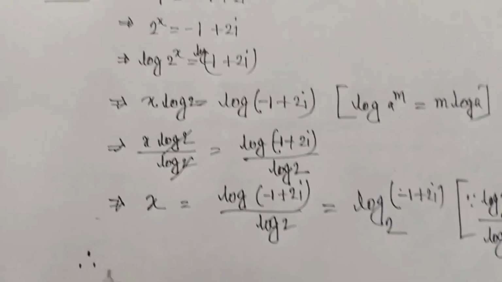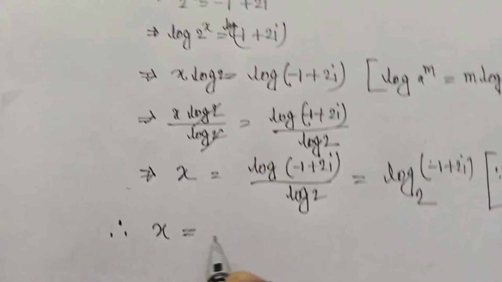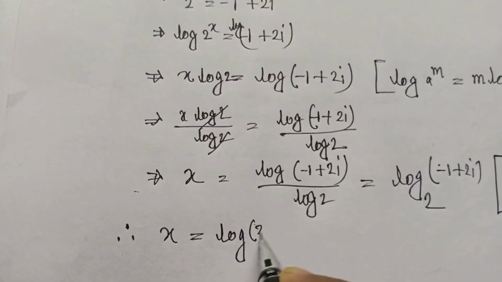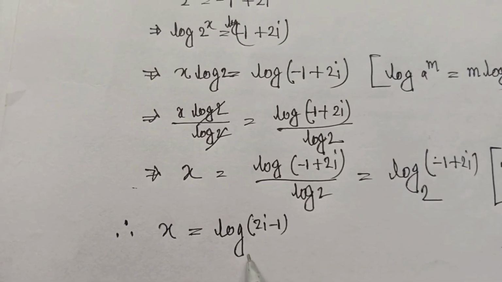So the second value of x is log of minus 1 plus 2i base 2.